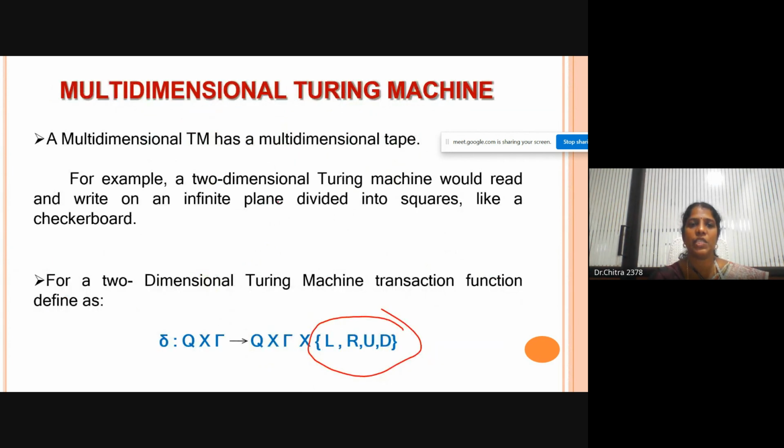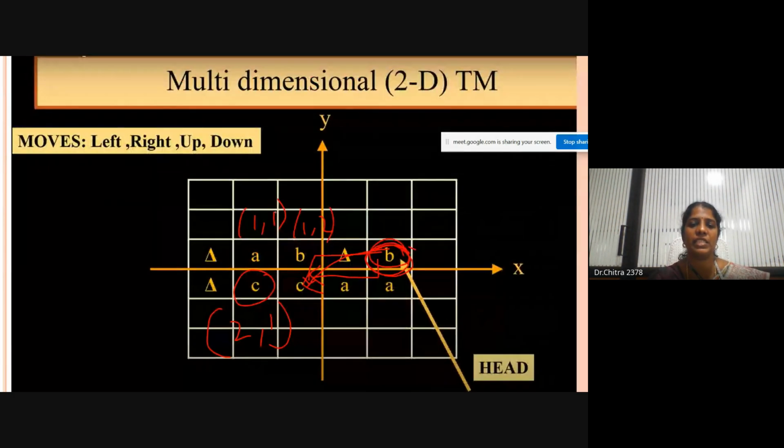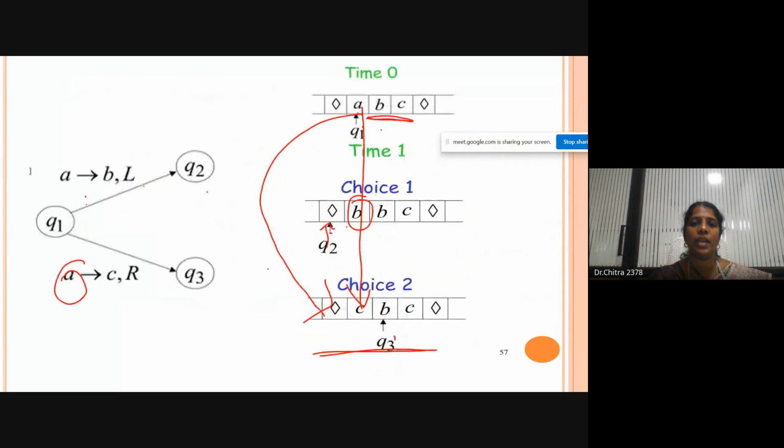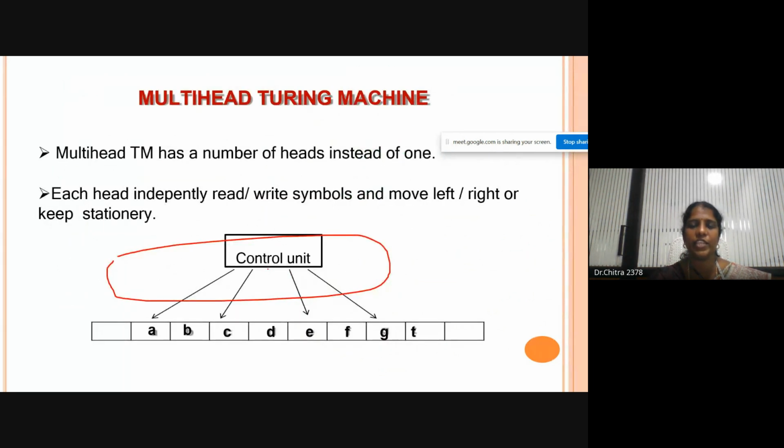A multi-dimensional Turing machine is similar to the multi-tape Turing machine, but only one head is there. It can be moved in 4 directions. That is the multi-dimensional Turing machine. And next one is the non-deterministic Turing machine. For a single state and a single symbol, if more than one move exists in the Turing machine, that is called the non-deterministic Turing machine. For a single state and single symbol, 2 power n number of moves are possible. And again, the next one is the multi-head Turing machine.